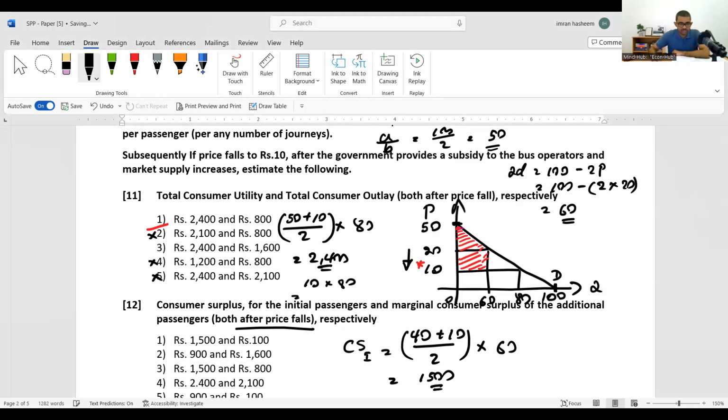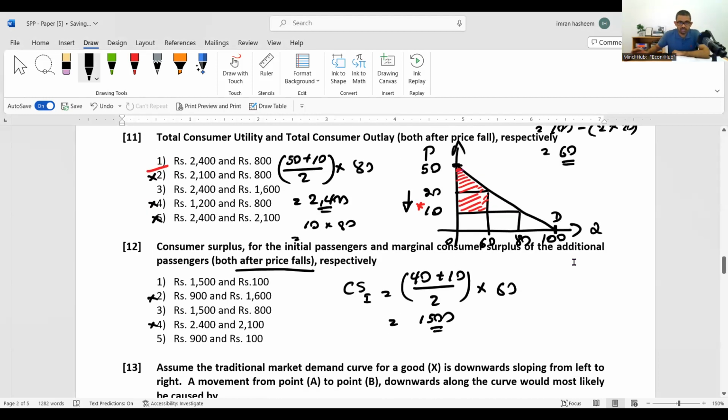1500. How many answers say 1500? 2 answers. Others can be eliminated. Okay, other answers are incorrect, can be eliminated. Right. Then the next part is marginal consumer surplus, the marginal consumer surplus of the additional passengers. What is the area? If we take the full thing, it goes up to 80 passengers. So marginally, there are 20 more passengers.